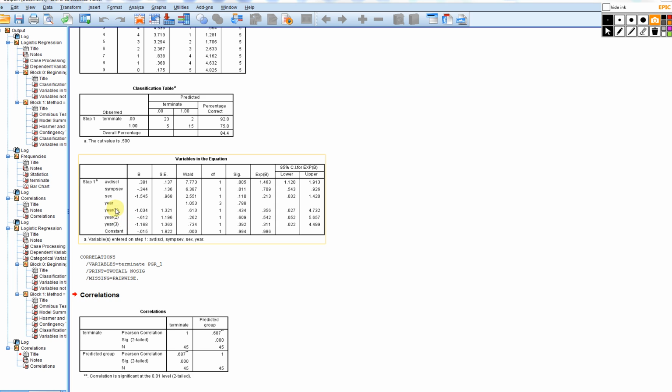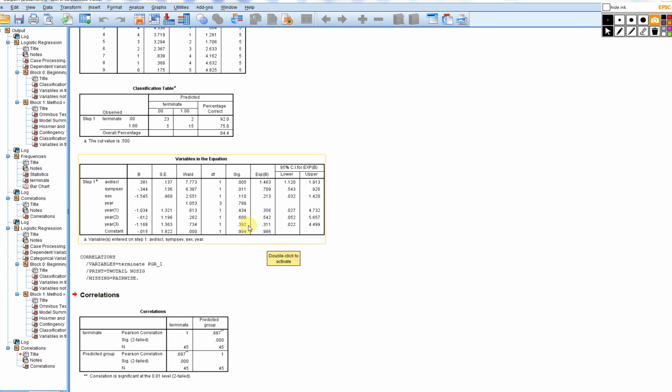As you can see, with 2 of our comparisons right here, there are no statistically significant differences. For the third one, when you compare the seniors against the freshmen, you see that the seniors were less likely to terminate within the first 2 months than the freshmen. But again, that difference was not statistically significant.